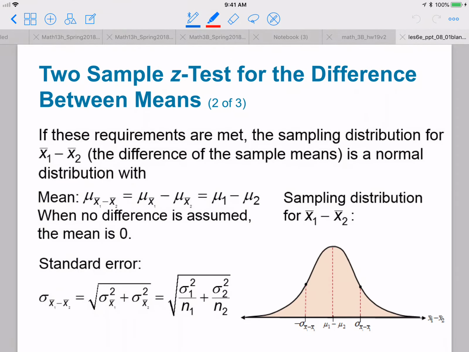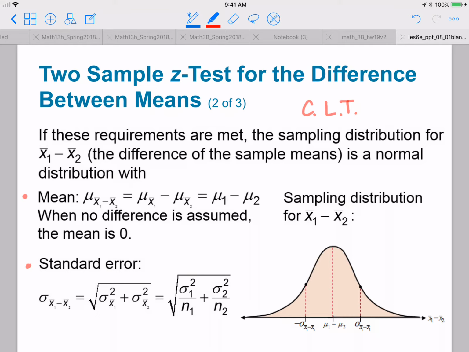Okay. So if these requirements are met, then the sampling distribution for the difference of the sample means is a normal distribution. Of course, these 2 statements are a result of the central limit theorem. So remember, the central limit theorem discusses when sampling distributions are reasonably modeled by normal distributions. So our sampling distribution for the difference of sample means will be a normal distribution.